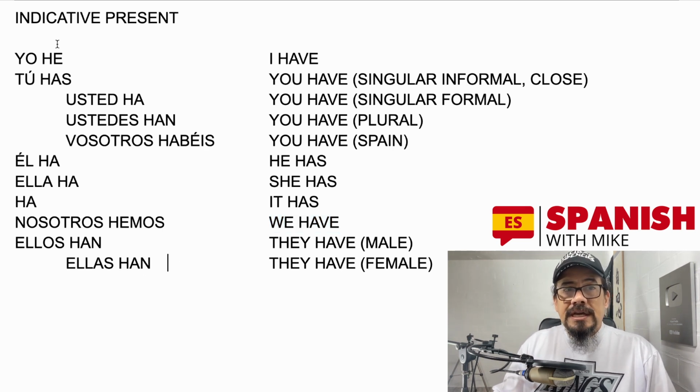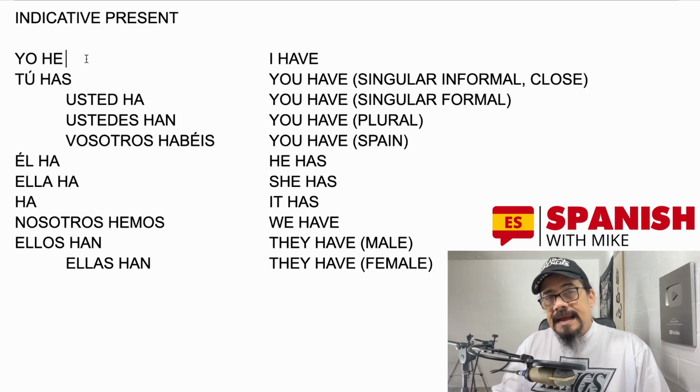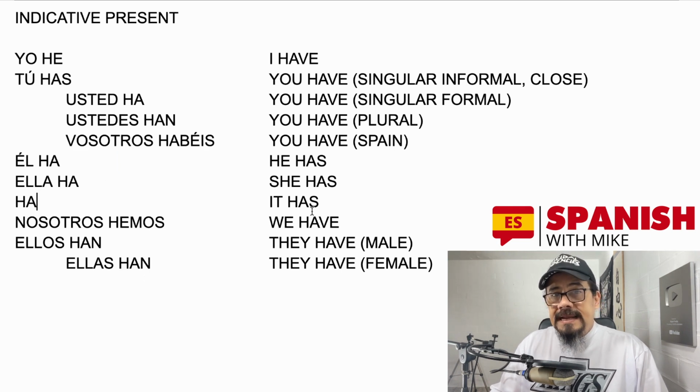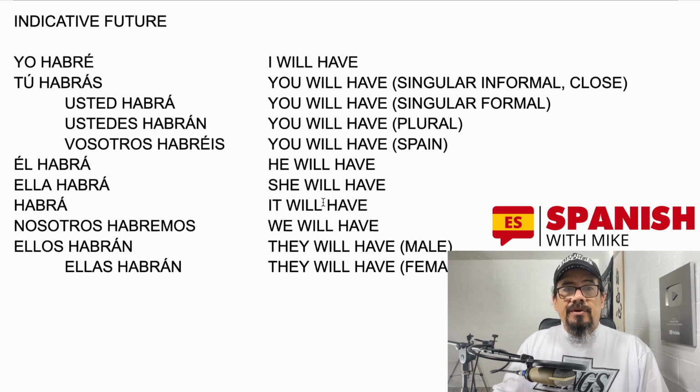These are the conjugations, and remember, this is always followed by a verb in the past participle form. Yo he caminado, I have walked. Él ha salido. He has gone, he has left. Ha llovido. It has rained. Okay? So let's move to the indicative future.